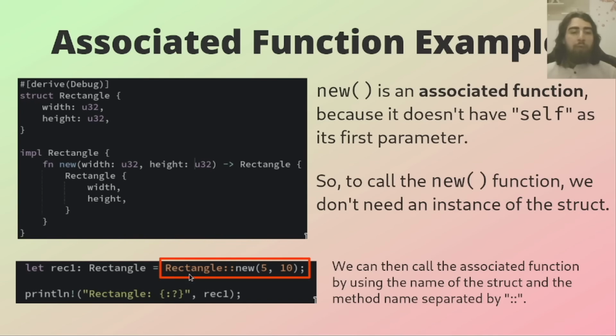Meaning, when we want to call this associated function, we don't call it on an instance, right? Because we don't have self here. We call it directly on the type. So in this case, we take Rectangle, double colon, and then the function new, and we provide it two values, 5 and 10, right? That means rect1 will then hold an instance of the type Rectangle.